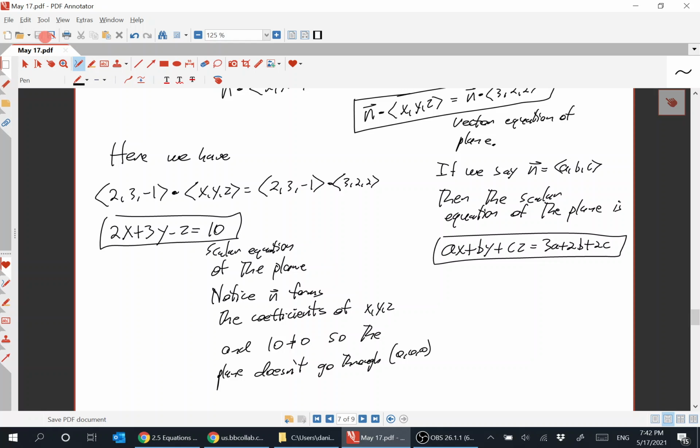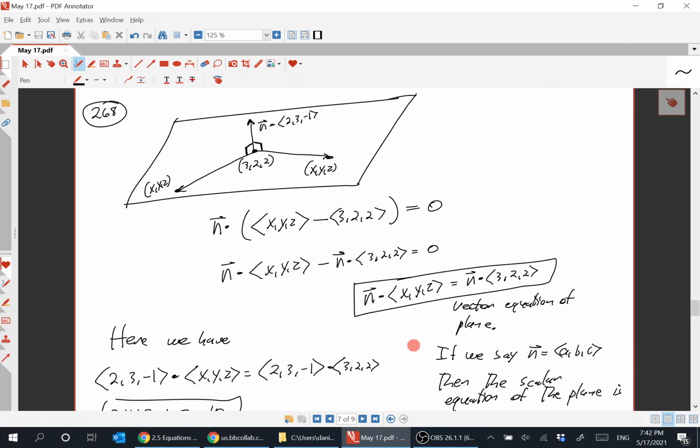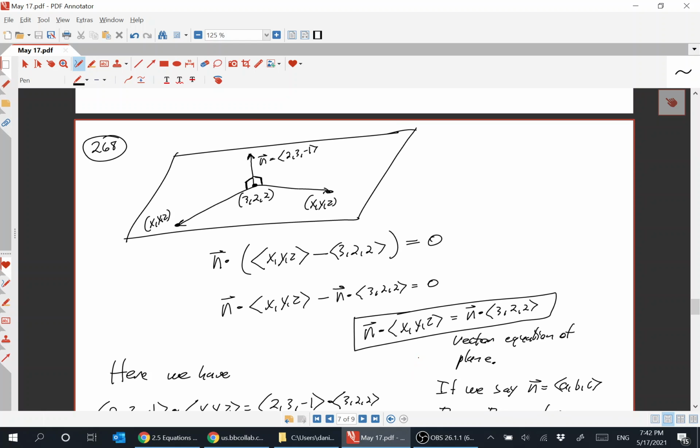Okay, so that normal vector tells you almost everything about the plane. Two planes are parallel if their normal vectors are parallel, scalar multiples of each other. Two planes are perpendicular when their normal vectors are perpendicular. And the angle between two planes is just the angle between the normal vectors.